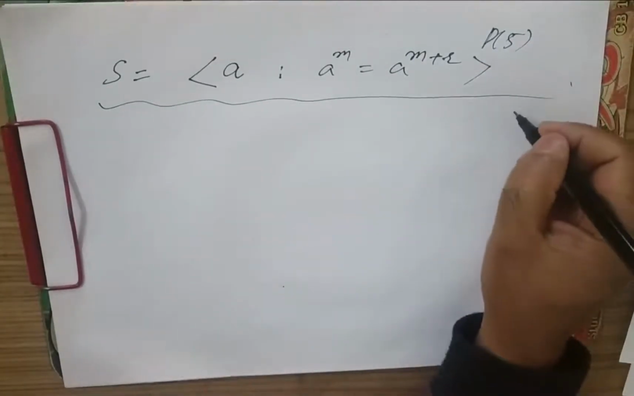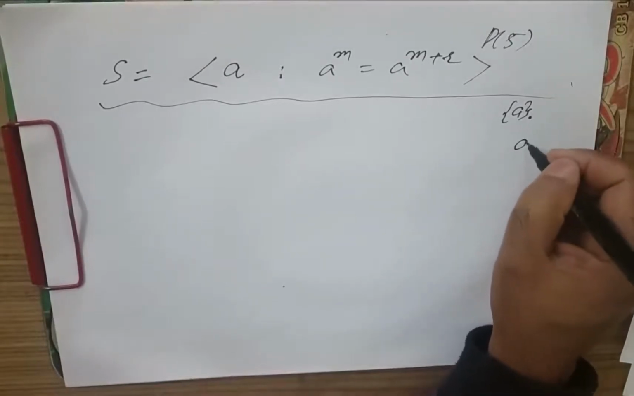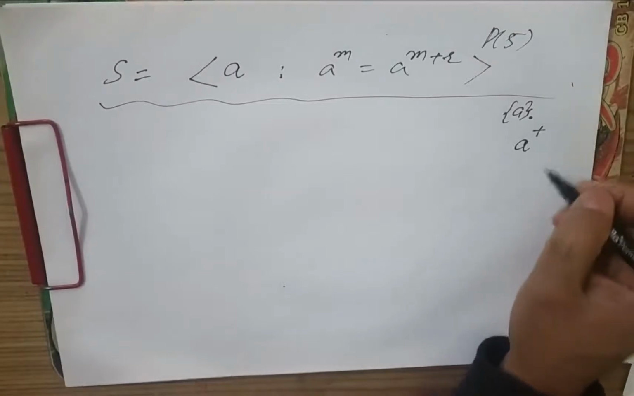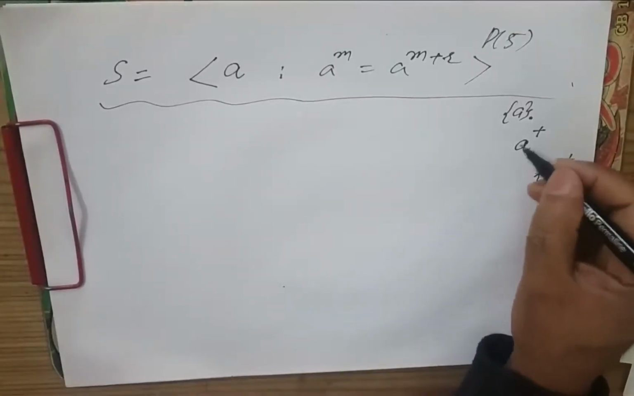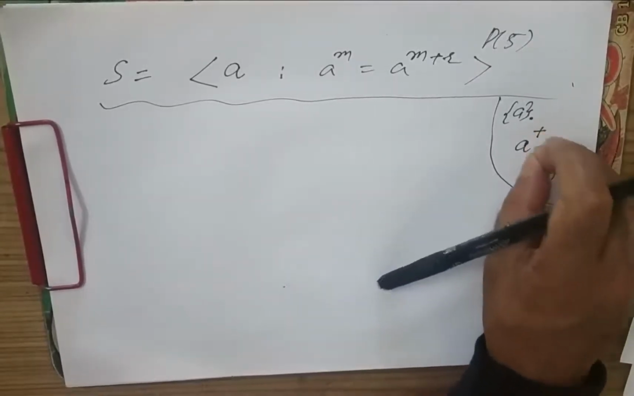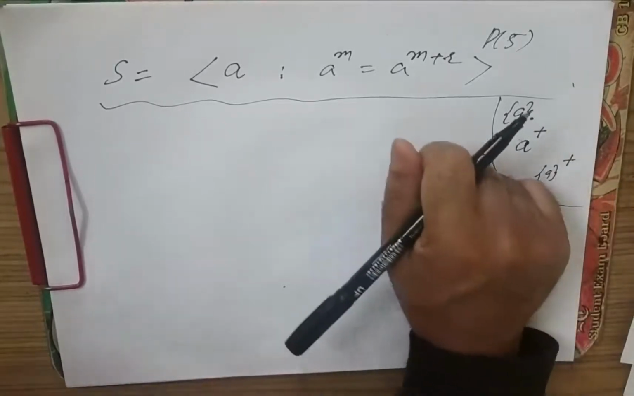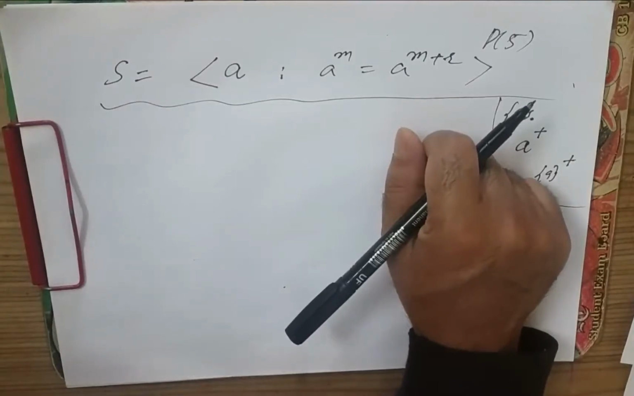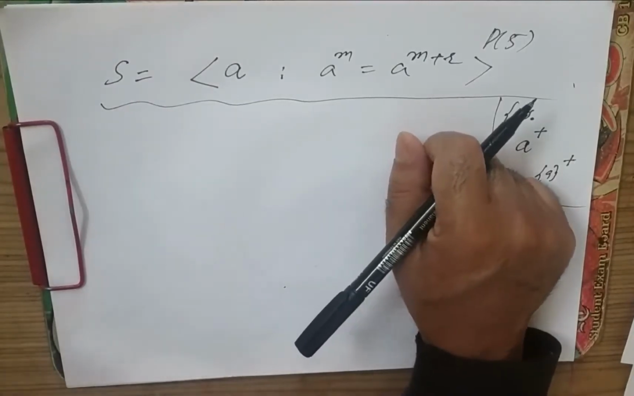And if the generator is a singleton set A, then the free semigroup generated by this set A is denoted by just A plus, not by the set A plus. It's just the letter A plus. That's the notation: A plus is the free semigroup generated by A. Now we take the example of monoid.